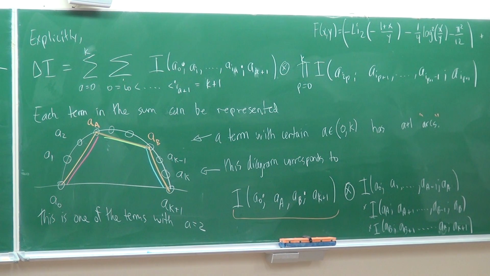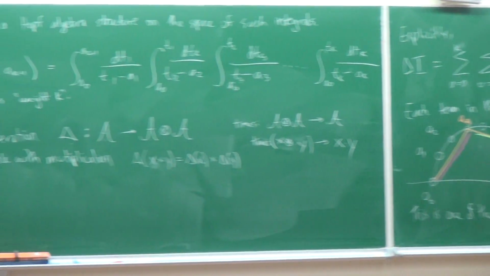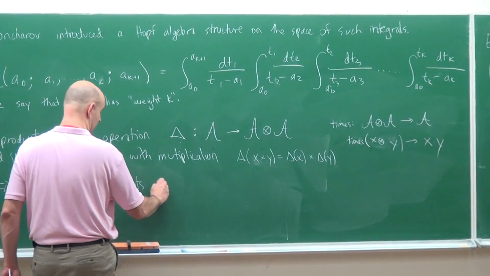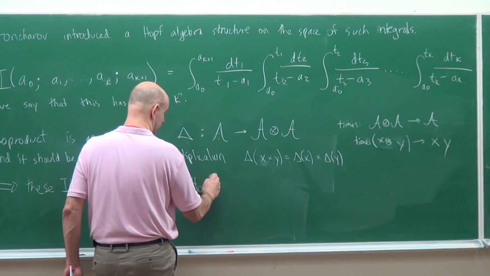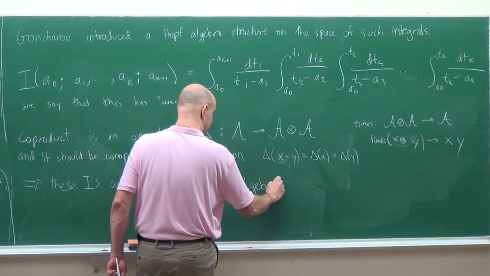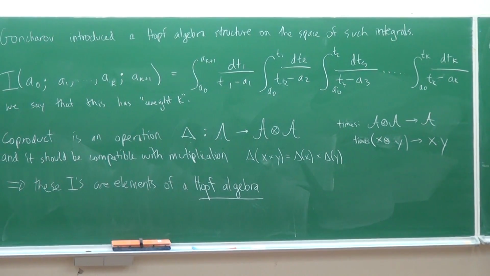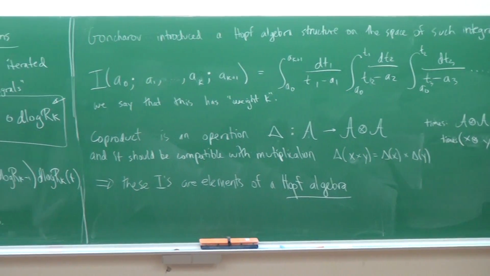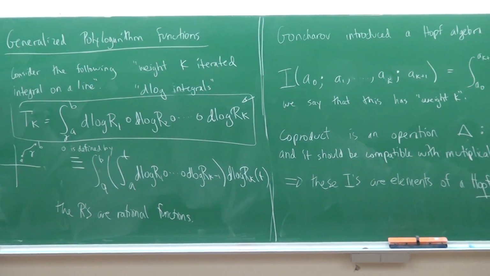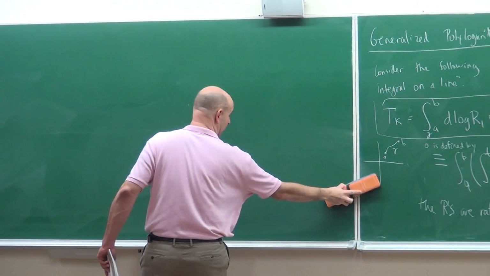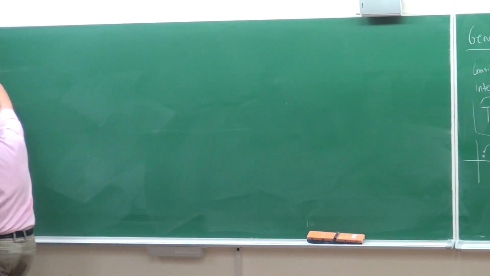The magical thing that Goncharov showed is that this coproduct is compatible with multiplication, and hence these iterated integrals are elements of what we call a Hopf algebra. In case this is a little bit too abstract, let me write an explicit formula for the coproduct of the ordinary polylogarithm function Li_k.